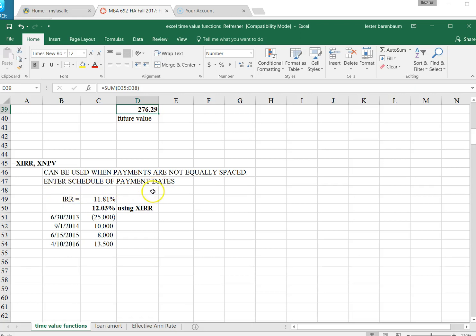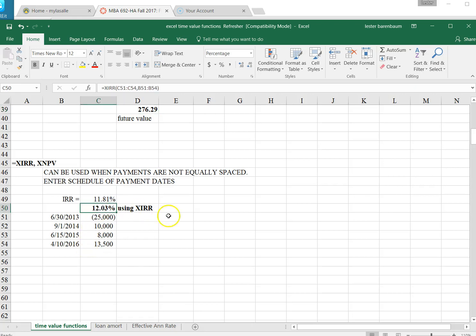So in this hypothetical, let's assume you make an investment of $25,000 on June 30th. September 1st, you expect to receive a distribution of $10,000. June 15th, 2015, roughly just under a year away, you expect to get a distribution of $8,000, and then April 10th, you expect to get a distribution of $13,000.